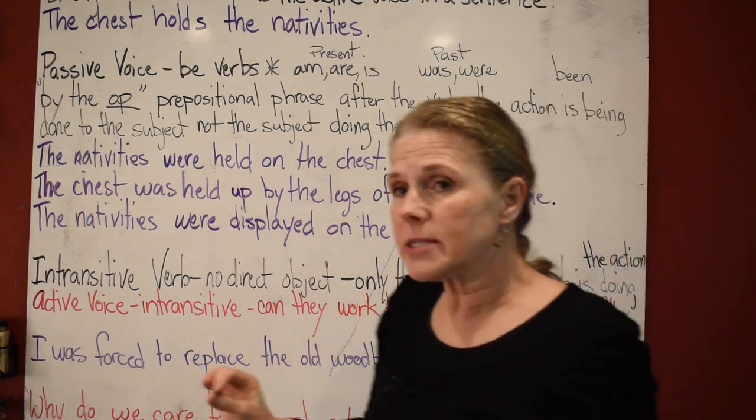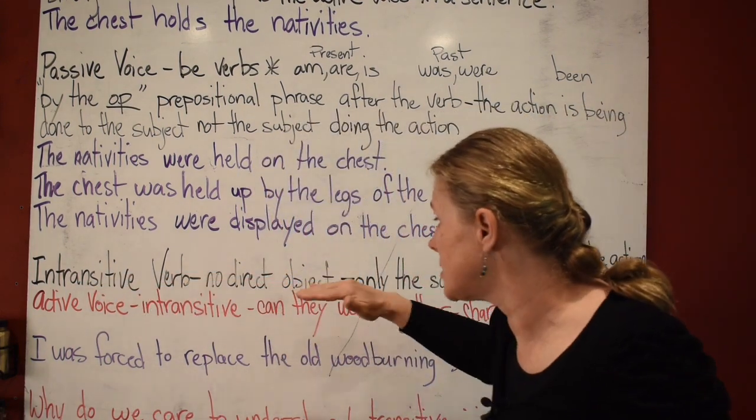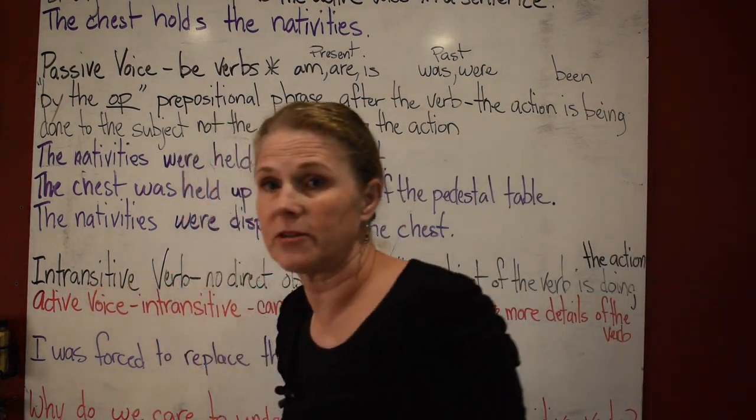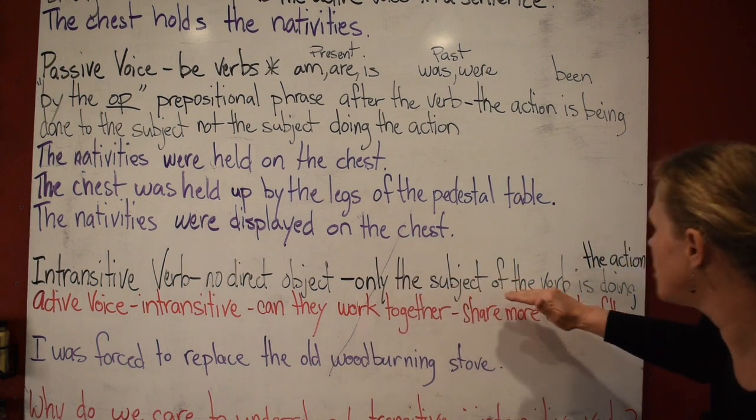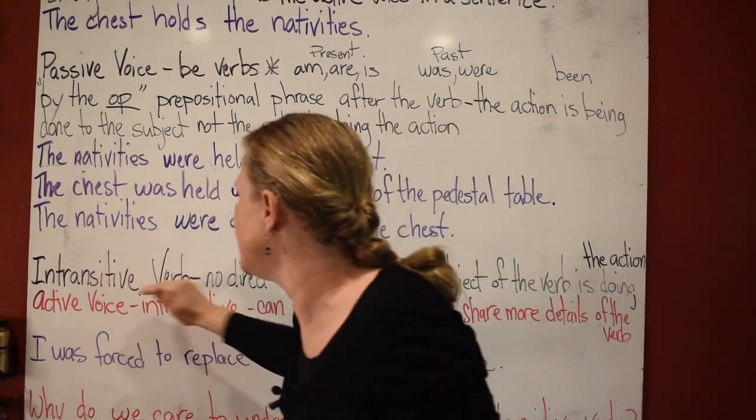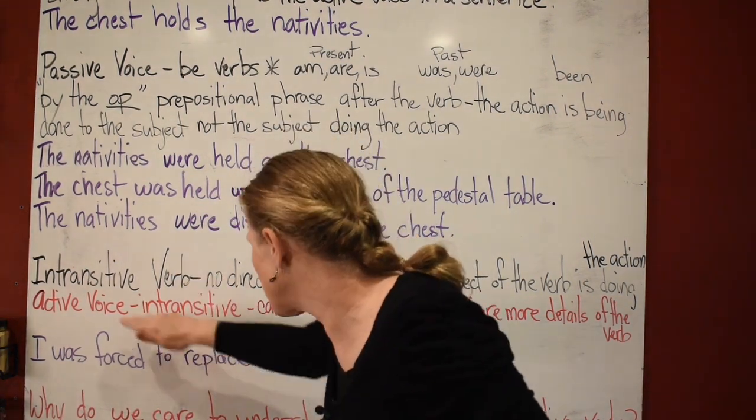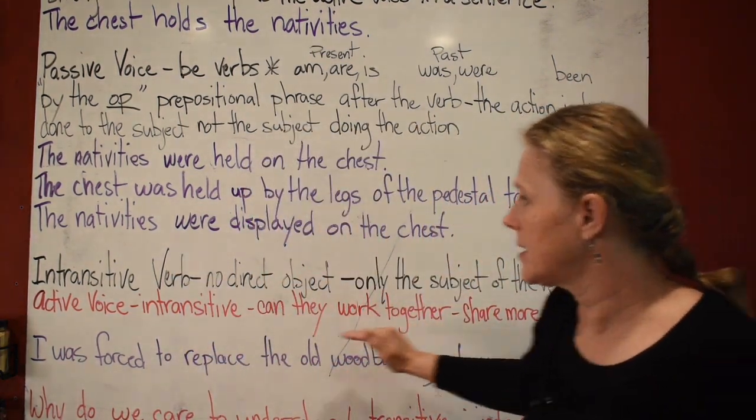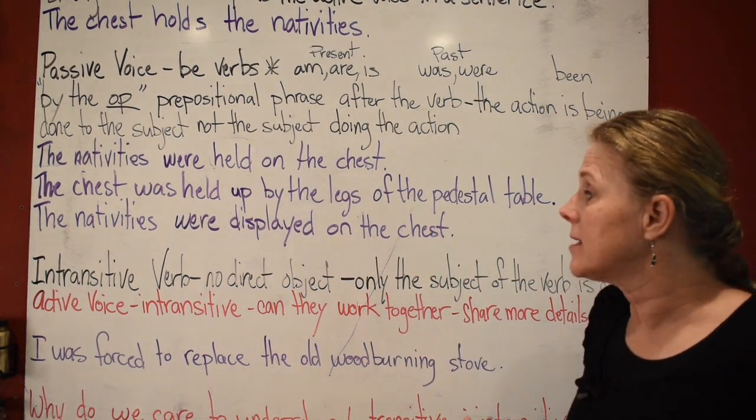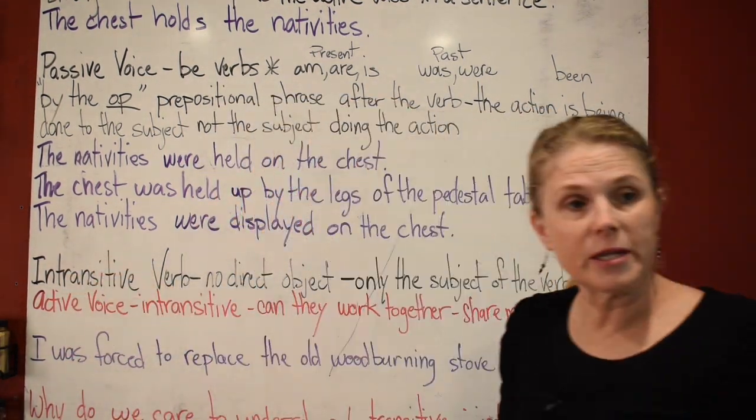Okay? So now, let's talk about our intransitive verbs. Intransitive verbs do not take direct objects. Only the subject of the verb is doing the action in an intransitive verb. Let's read that again. Only the subject of the verb is doing the action in an intransitive verb. So, active voice means it's intransitive? Can active voice and intransitive work together? Yes. Active voice can have an intransitive verb.